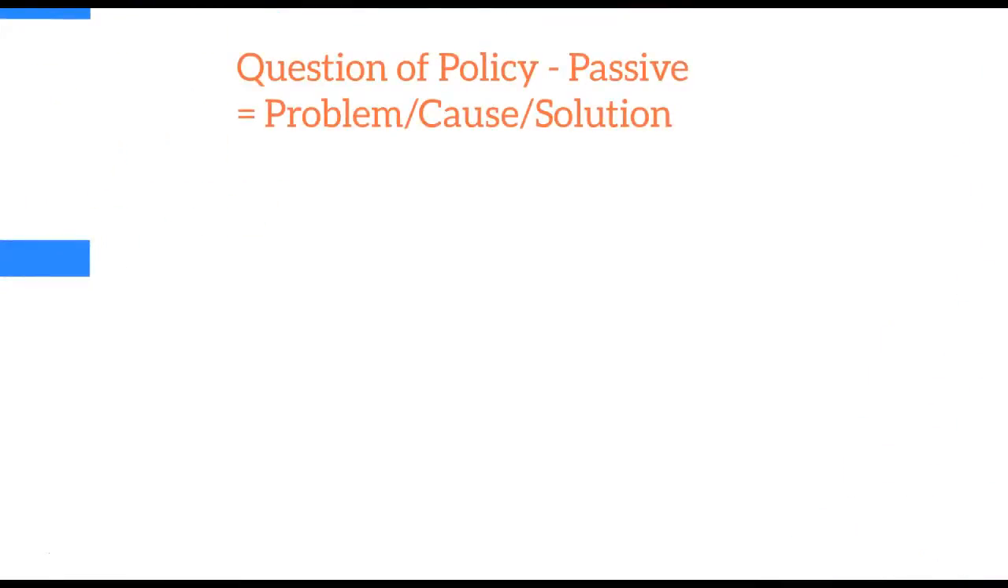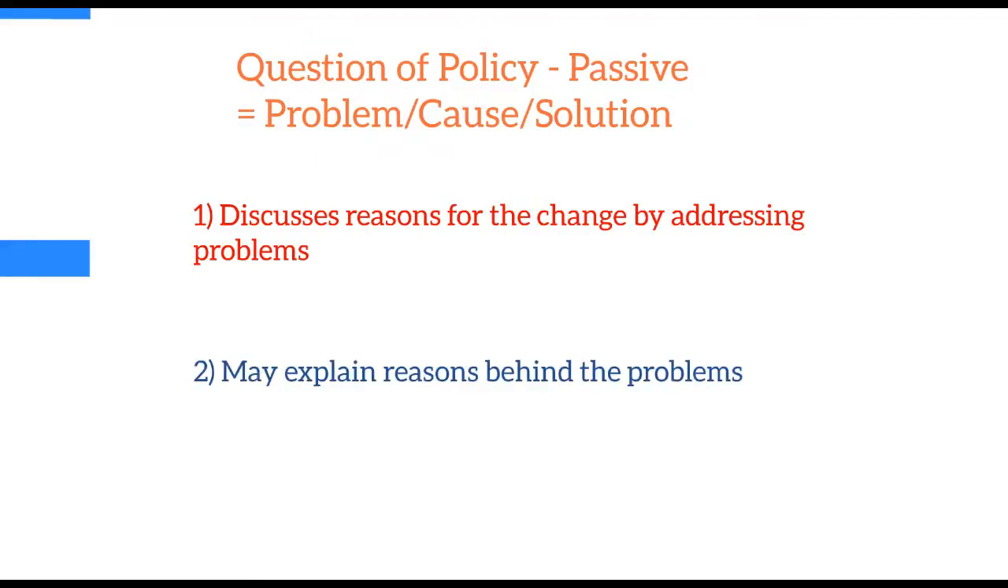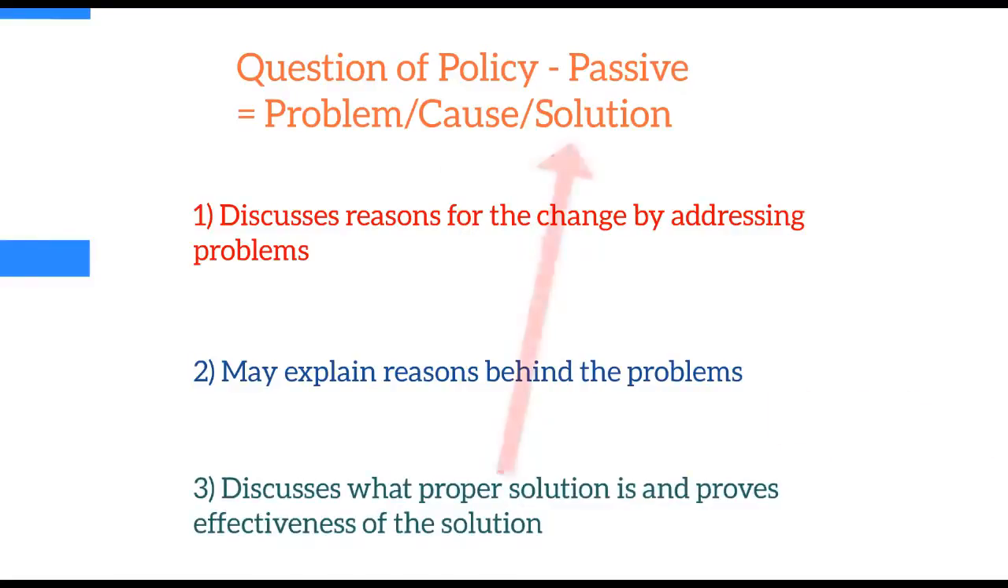So problem, cause, solution is going to be with question of policy passive. So if you do a passive speech, it has to be problem, cause, solution. What it basically is going to break down is into three things. First, discuss the reasons for the change by addressing the problem, hence problem being the first part. Then you may explain the reasons behind the problems. This is optional. So this is the cause, right? Why is it happening? And then give the solution. So discuss what the proper solution is, and you also need to prove the effectiveness.